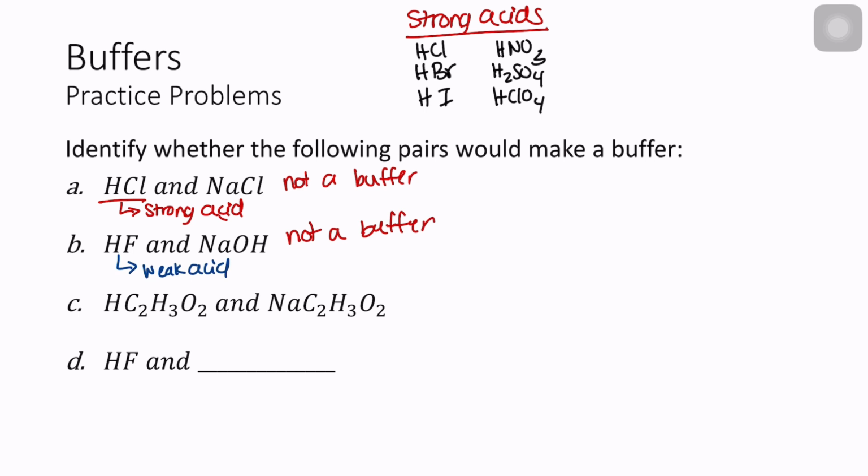In this next example in C, I have an acid here. I might not know what acid it is, but I know it's an acid because it starts with hydrogen. So if I take that hydrogen away, I'm left with C2H3O2. I need to make sure that my salt contains that. And when I go look at my salt, look at that. It does. So this is a good example of a buffer.